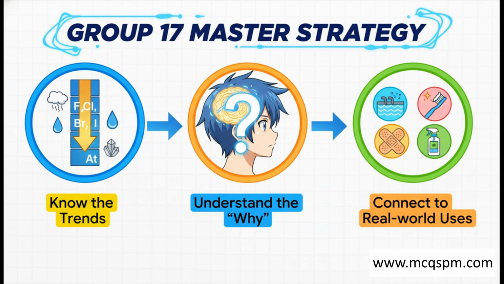Your master strategy for Group 17 is basically a 3-step plan. 1. Know the trends, both physical and chemical. 2. Don't just memorize them, you have to understand why they happen. It's all about atomic size and forces. And 3. Connect all that knowledge to their real-world uses.